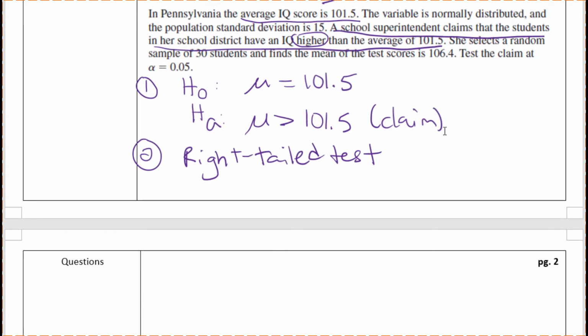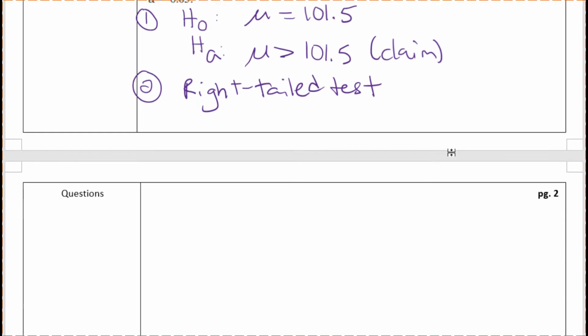Therefore, we want to find the critical value on the right tail. So I'm going to do that real quick here. I'm just going to quickly draw a curve. This is a standard normal distribution with a mean of 0 and a standard deviation of 1. And we are labeling the right side.